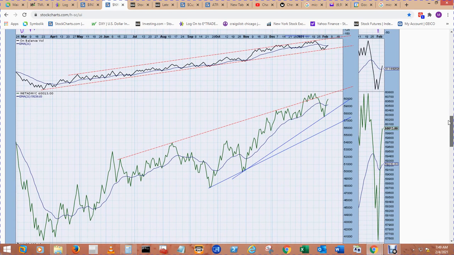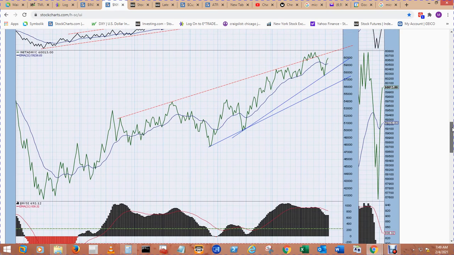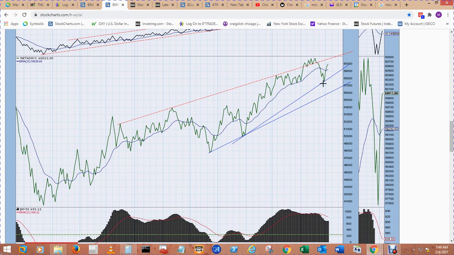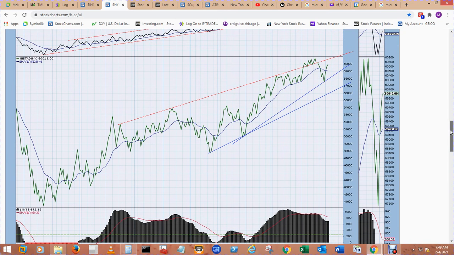On balance volume, stocks only, advance decline line. You can see that it almost breached the uptrend line here. Close, but no cigar. That would have been quite an event if it had breached that. Then it has this next one to breach. If it breaches both of those, we're in serious trouble.